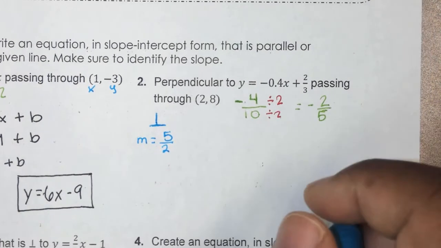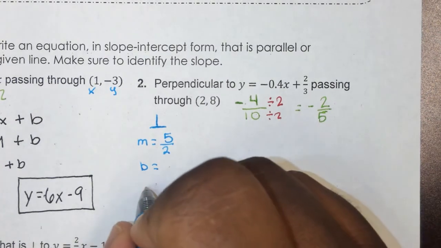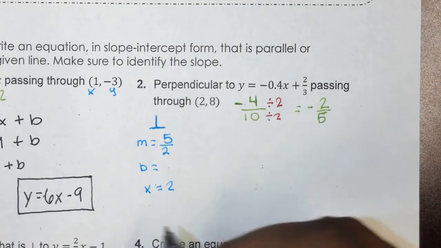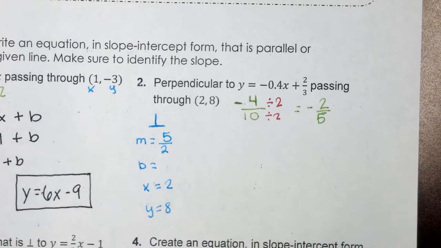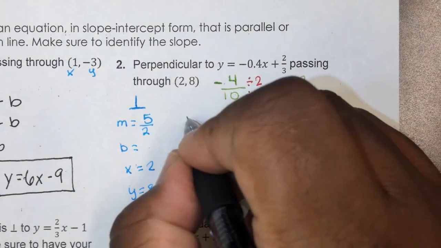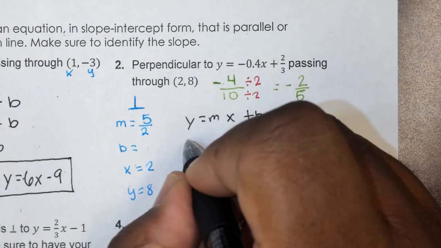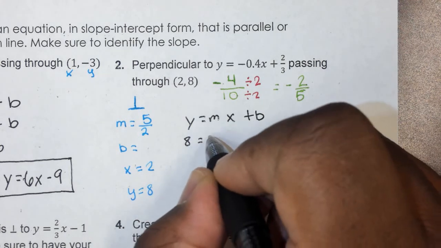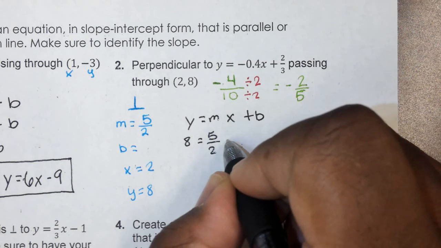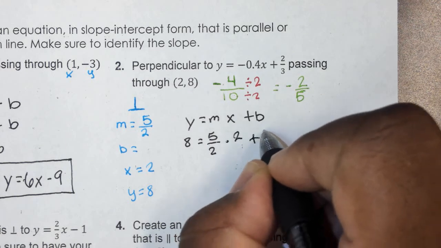Alright, so 5/2 is my slope that I'm using. I don't know what b is. That's what I want to find. X, they gave me up top there. You don't really have to label it, you just pull it. X was 2. Y was 8. So I'm going to use those in my slope-intercept form equation. Y equals mx plus b. My y is 8. m is 5/2. x is 2, and then plus b.